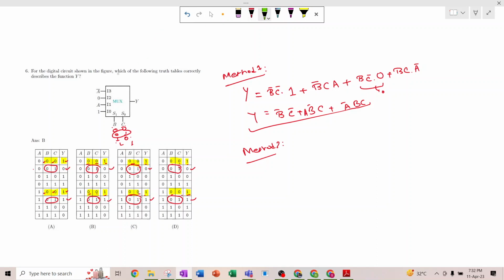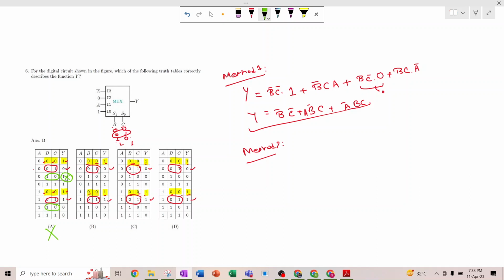Okay, the next thing, if BC is 1 0, then the output will be 0, right? Because the 0 is going to Y. So here the output is 1. So this is the wrong thing, so this option will be wrong.